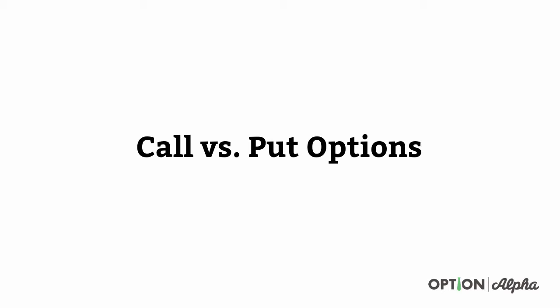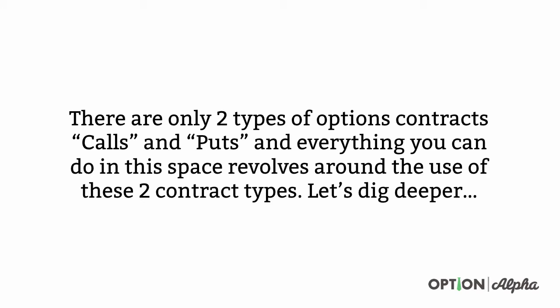And again, I think it's really important that you take the time, as you're early in your options trading career or if you're new to options trading, to really understand the differences between these two, because these are the building blocks for everything that we can do as a trader. So again, there's only two types of options contracts. We've got calls and puts, and everything that you can do in this space revolves around the use of these two contract types. So let's dig a little bit deeper.